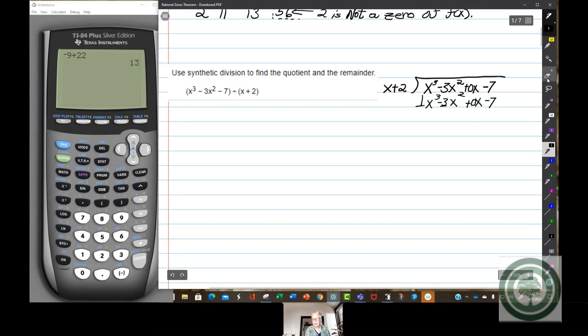Now, why do I have to do that? Because I have to account for every position of the polynomial, every degree of each term in the polynomial in descending order. It has to be there. Even though 0 times x is 0, so all I'm adding to this polynomial is 0, which is not changing it, you've still got to put a placeholder in.